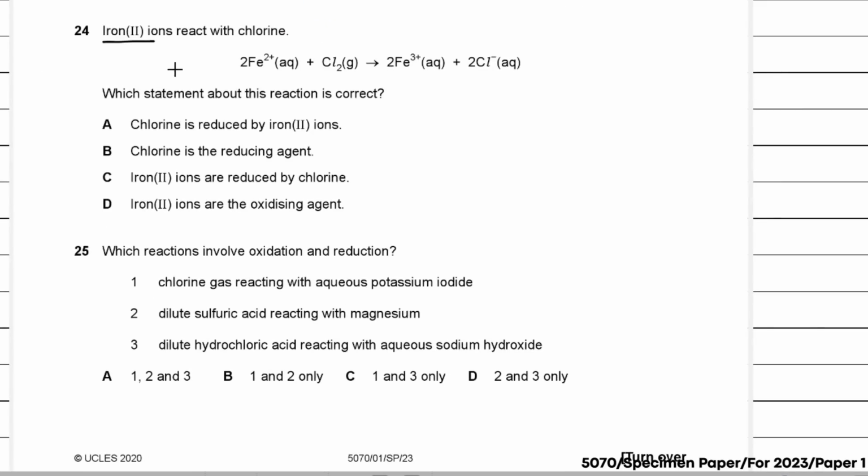Moving on, iron 2 ions react with chlorine. Which statement about this reaction is correct? Okay. Chlorine is reduced by iron 2 ions.